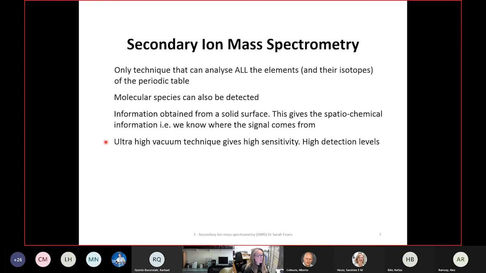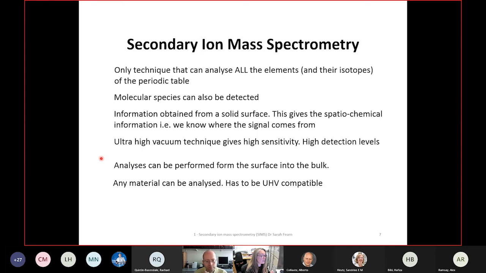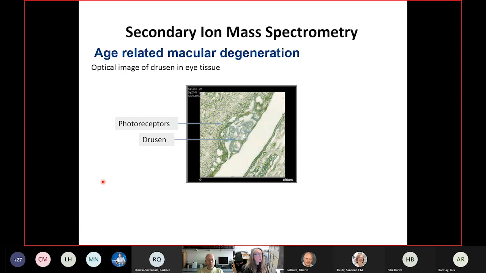The technique is ultra-high vacuum, so we get high sensitivity, high detection levels, and also we can do these analyses from the surface into the bulk, so we're going from nanometers down into many hundreds of nanometers if that's required. And also we can look at any material as long as it's UHV compatible and doesn't outgas. We can also look at insulating samples because we have strategies for overcoming that. So to whiz through a couple of examples, here I've been working on some age-related macular degeneration.